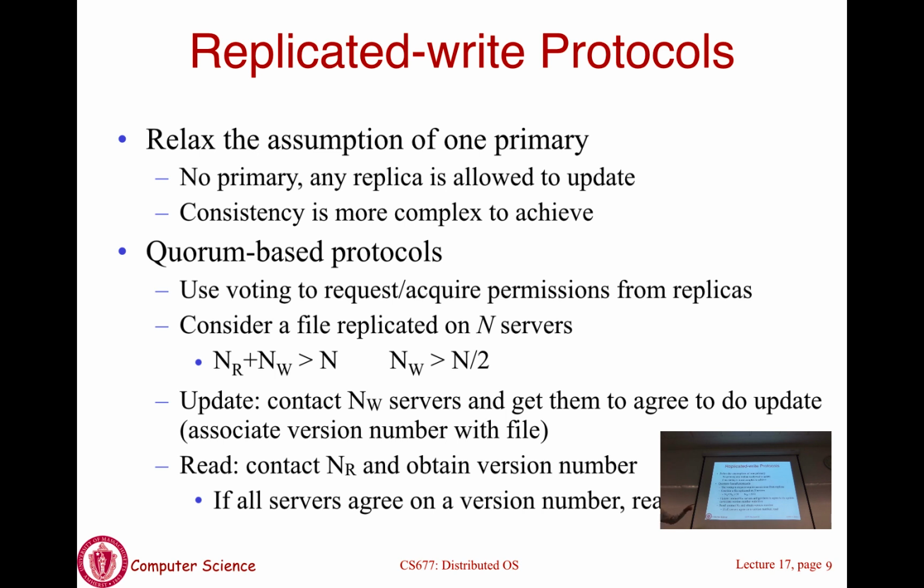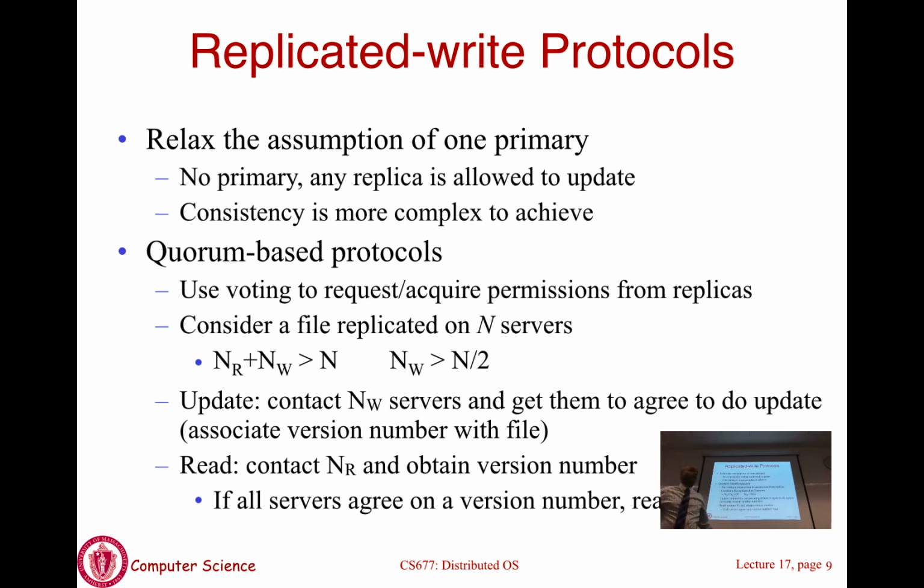To write the file, you have to write to that many servers. The rule to pick NR and NW is what is shown here, which says the write quorum has to be a strict majority. If there are n servers, there are many ways to pick the write quorum, but it should at least be a majority. It has to be strictly greater than half the number of servers in your system.